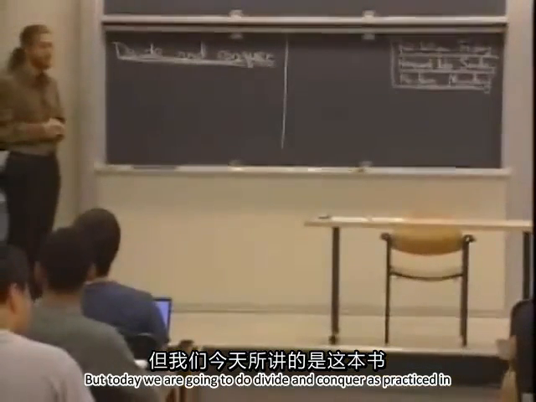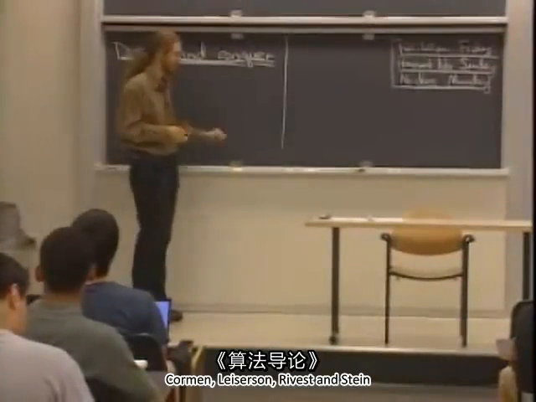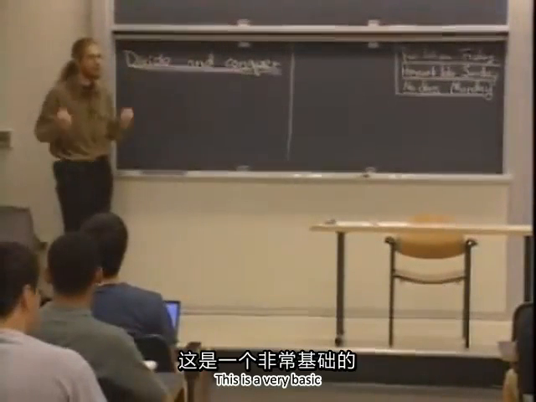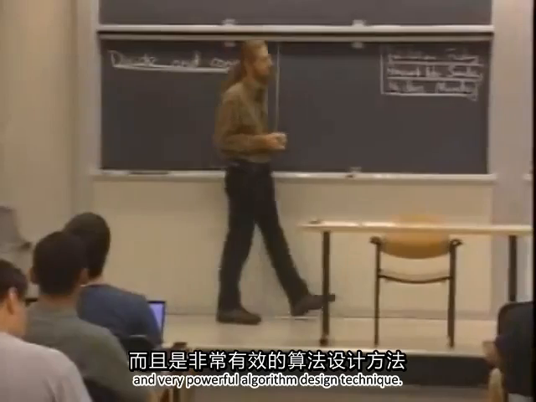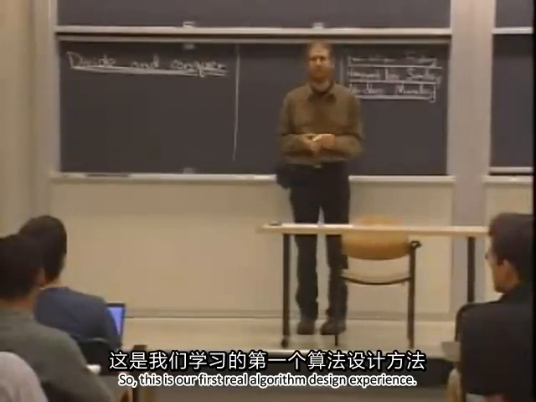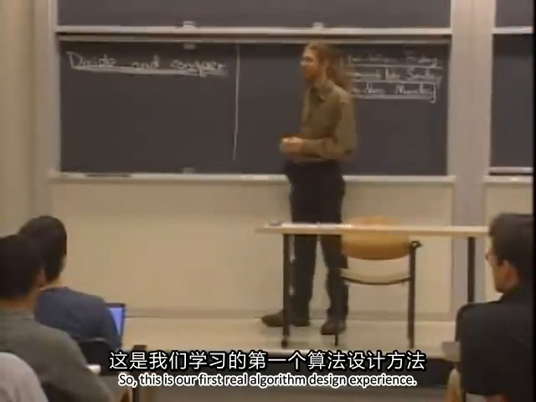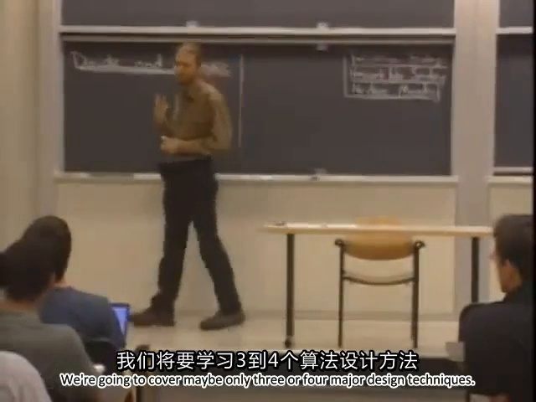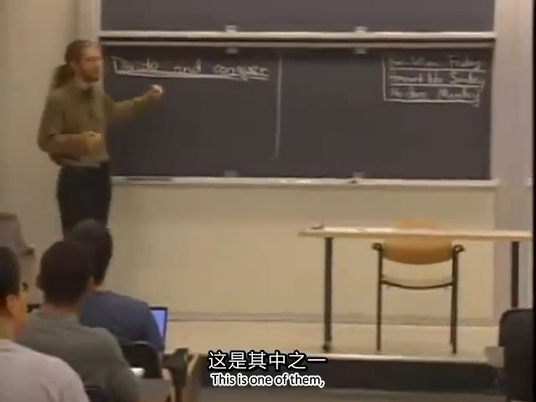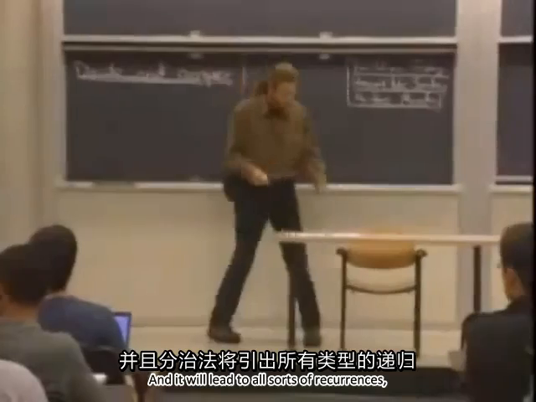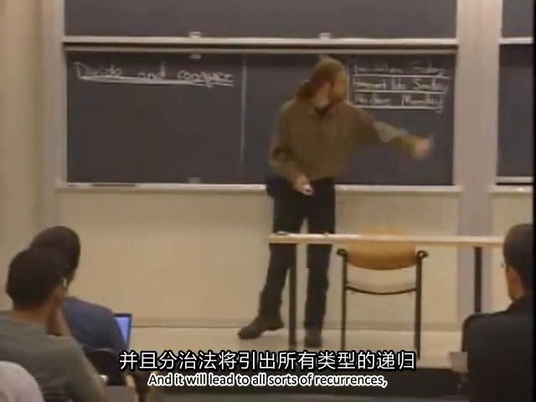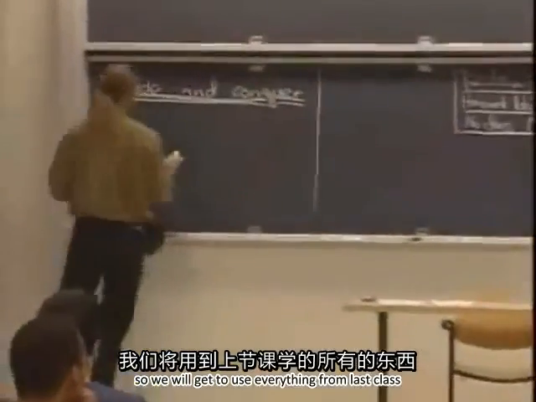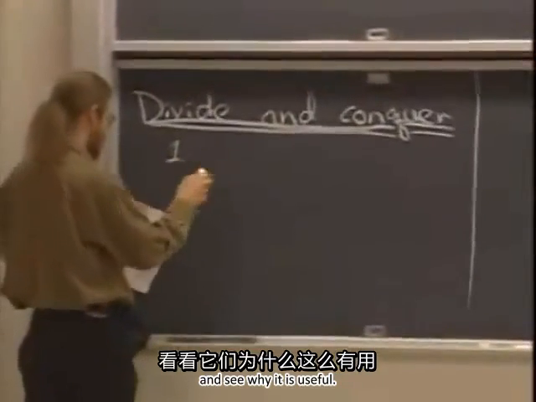But today we're going to do divide and conquer as practiced in Cormen, Leiserson, Rivest, Stein, or every other algorithms textbook. This is a very basic and very powerful algorithm design technique. So this is our first real algorithm design experience. We're still mostly in the analysis mode, but we're going to do some actual design. We're going to cover maybe only 3 or 4 major design techniques. This is one of them, so it's really important. And it will lead to all sorts of recurrences, so we'll get to use everything from last class, see why it's useful.